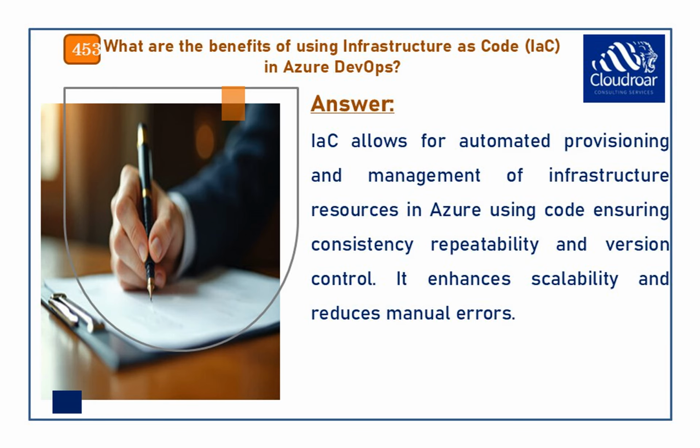Question 453. What are the benefits of using infrastructure as code, IaC, in Azure DevOps? IaC allows for automated provisioning and management of infrastructure resources in Azure using code, ensuring consistency, repeatability, and version control. It enhances scalability and reduces manual errors.